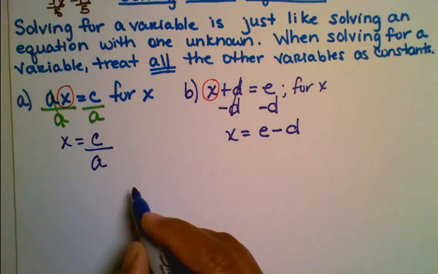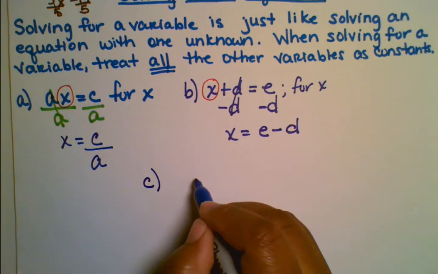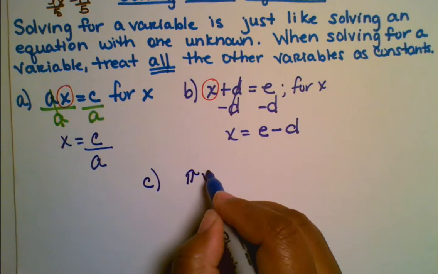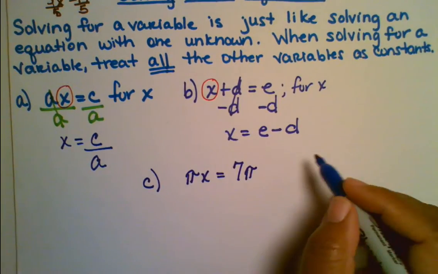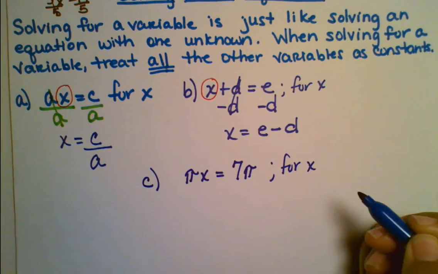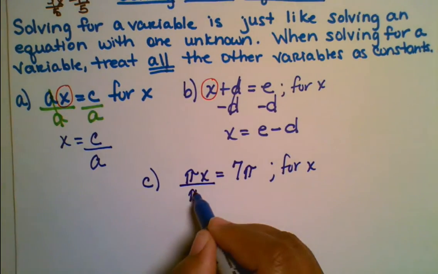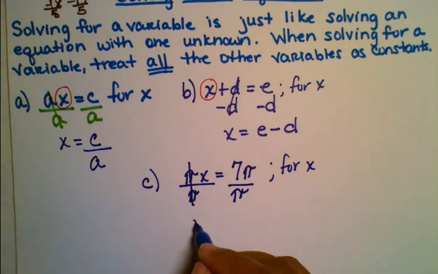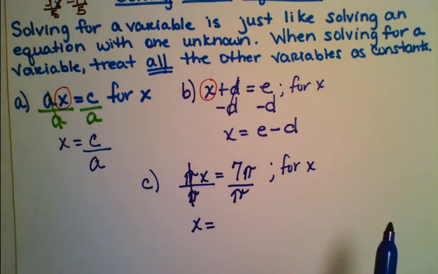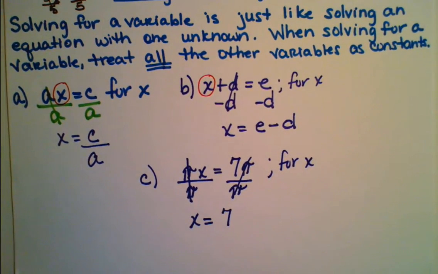Let's do one more on this page since we have some room. C, we have the symbol pi times x is equal to 7 times pi. And we're solving for x. So what we will have to do is divide by pi on both sides. When we divide by pi on the left side, we have x. What happens on the right-hand side? We're going to end up with 7. So that is our solution. x is equal to 7.